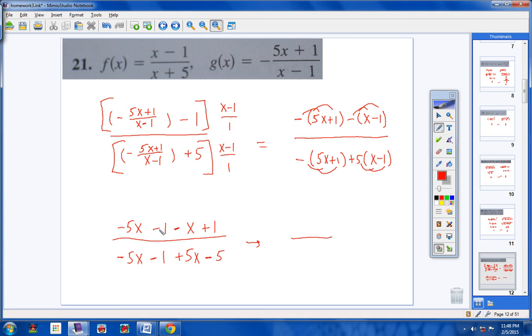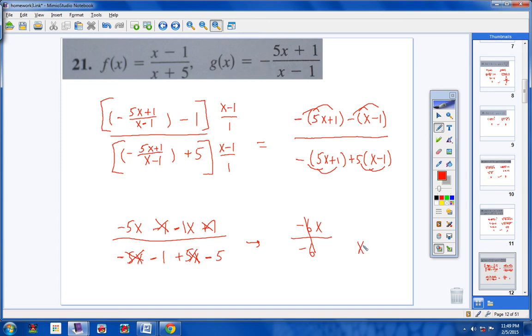Look, negative 1, positive 1, negative 1 cancels with this. Negative 5x, negative 1x. That's negative 6x. Now, negative 5x, positive 5x, they cancel out. Negative 1, negative 5 is a negative 6, and look at that, okay? This cancels here, leaving you with x. So students, that was f of g of x.